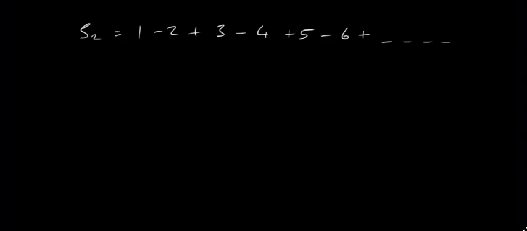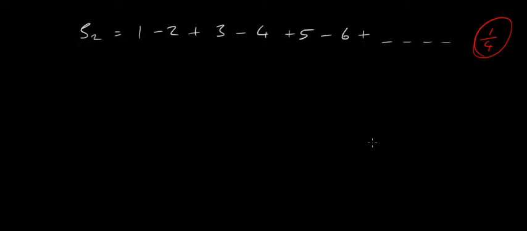Right, so in this video I'm going to have a look at the second series. I called it S2, and it's 1 minus 2 plus 3 minus 4 plus 5 minus 6 and so on. Now what I'm going to say here is that this particular series has been assigned a value of a quarter. So where does this value quarter come from?